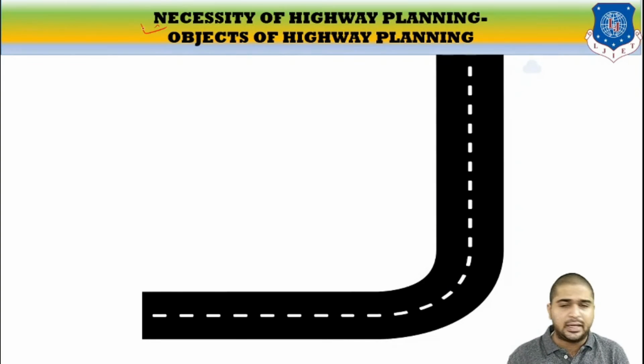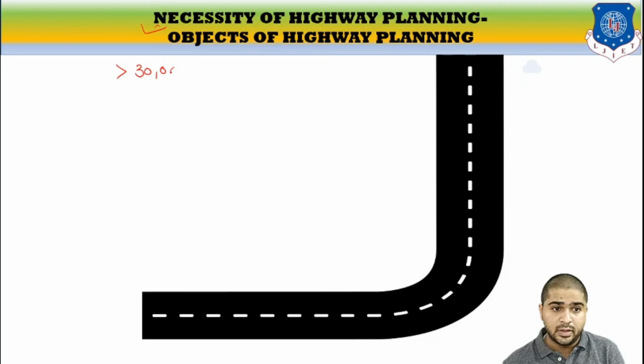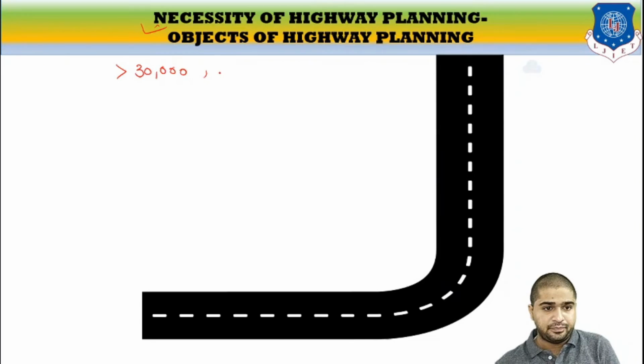So let me tell you that in the country of India, there are more than 30,000 villages. How many villages are there? More than 30,000 villages. And the majority of these villages are not linked with cities through a good road network.